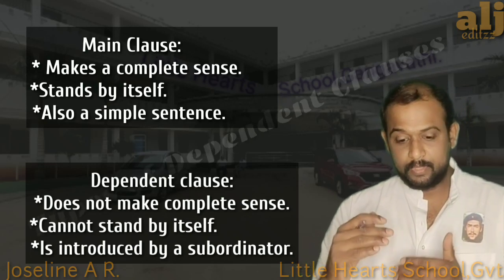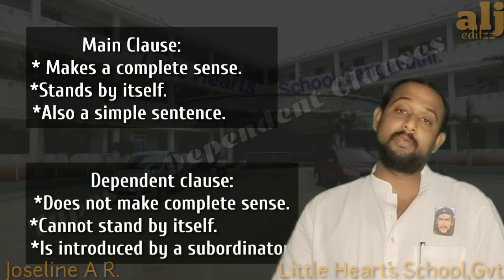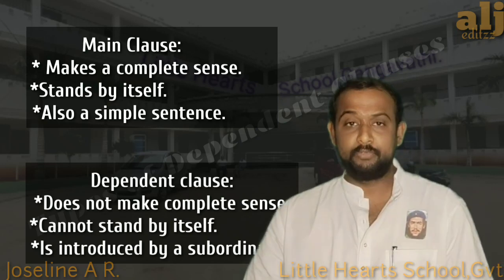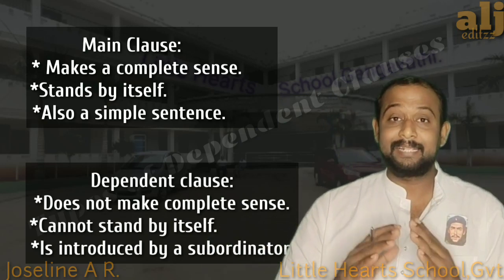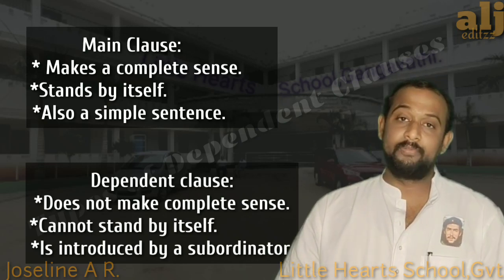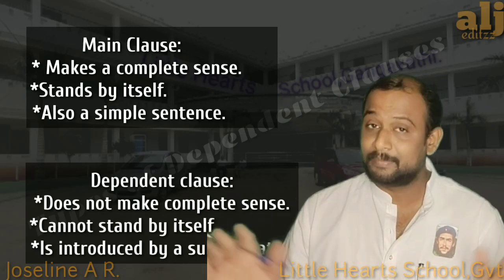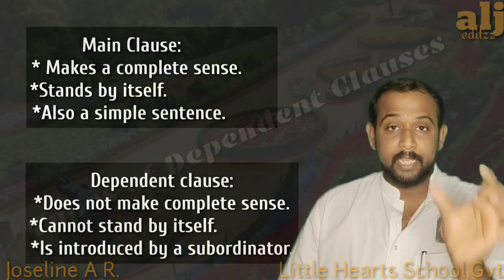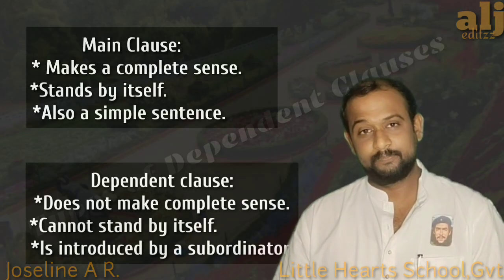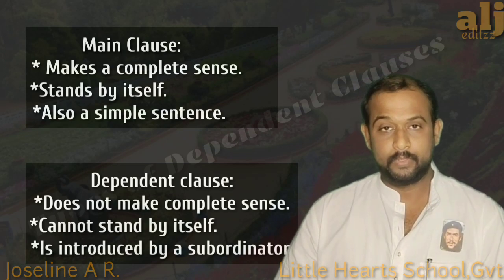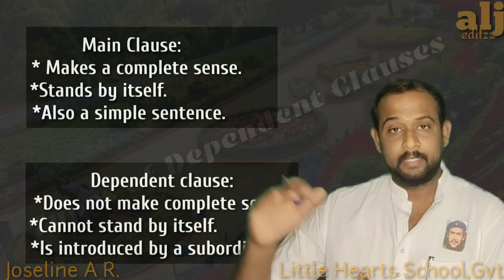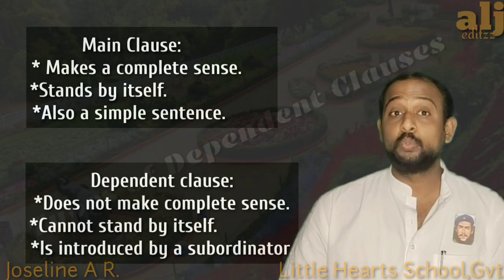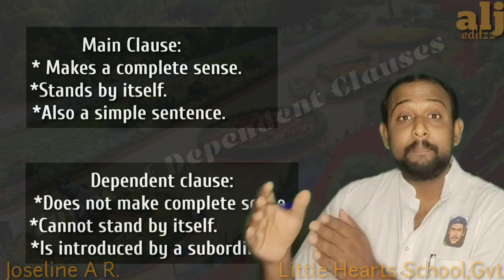Correct? So, the main clause and subordinate clause or dependent clause both have subject and verb combination, whereas the main clause makes a complete sense. It stands by itself, whereas the dependent clause doesn't stand by itself. That's the main difference. And dependent clauses are always introduced by subordinating conjunctions. I think you are thorough with how to identify a subordinating clause and a main clause. In this class, I will teach how to identify different dependent clauses.